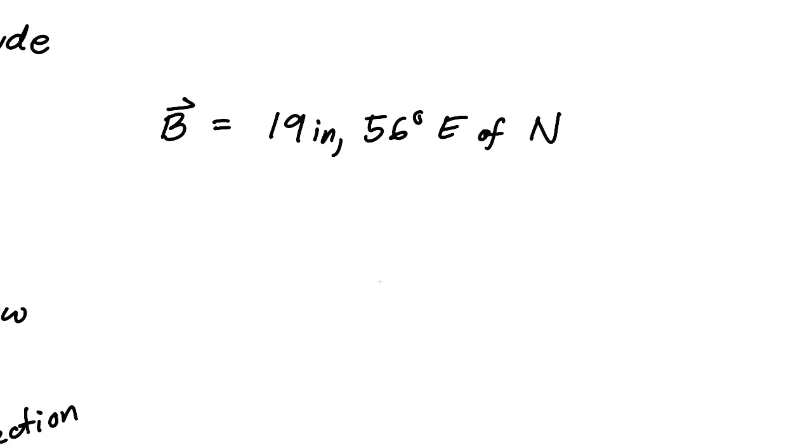So let's look at this example here. You have vector B, 19 inches ang kanyang magnitude, 56 degrees east of north yung kanyang direction. So let's sketch this vector here. It's useful to draw an axis. Okay. Tapos maganda, tignan muna natin kung ano yung direction niya. Now, according dito sa nakasulat, ang direction niya is 56 degrees east of north.